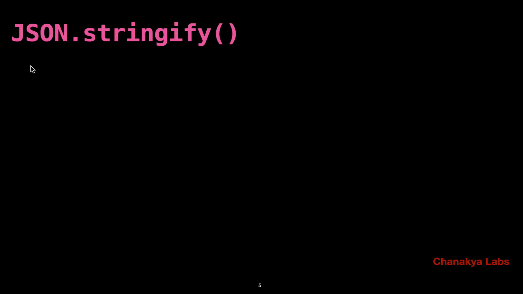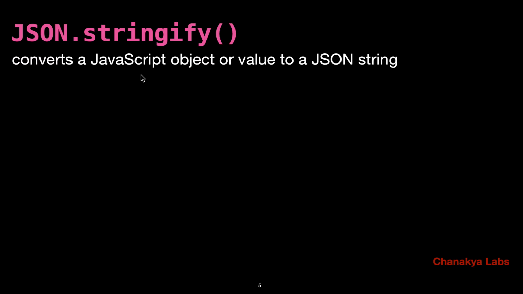Now let's have a look at the methods JSON.stringify, and later we'll see the method JSON.parse. These methods are used to convert native JavaScript objects or arrays, like native JavaScript structures, to JSON, and vice versa. So let's first start with JSON.stringify. It converts a JavaScript object or value to a JSON string.